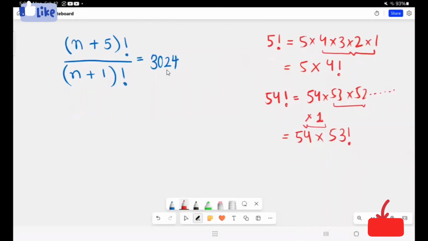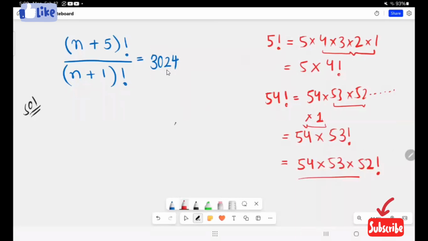Maybe now you can understand what I'm trying to explain. Here we have a sequence of numbers 54, 53, and so on till 1. So I can write this 54 factorial in this form also. I use some of the top numbers and I write the rest in the form of a factorial. I'm using the same way to write the factorial of n plus 5. Let's start.